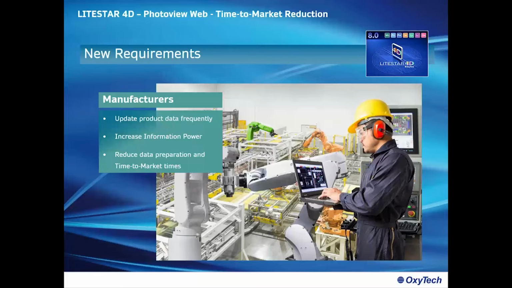Then we need to increase information power. So the simple polar diagram is no more what we need. We need much more because there is a huge need of more information related to the product than before. Just consider the request of all the color characteristics that the manufacturer has to supply to the market, to the designers. And reduce data preparation and time to market.